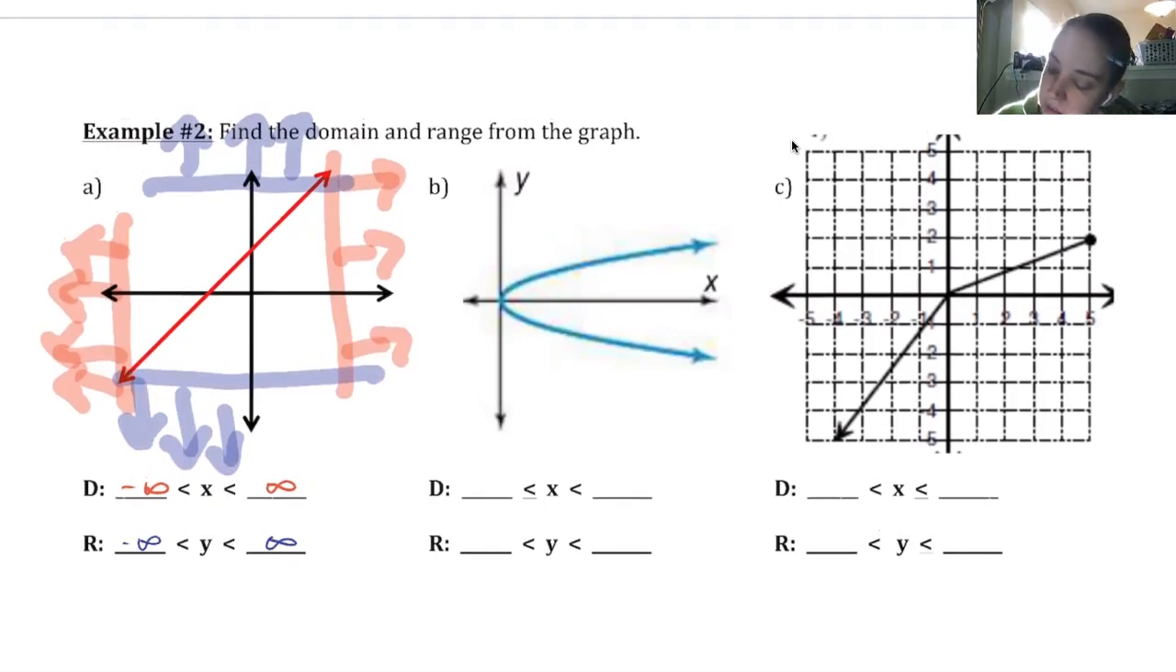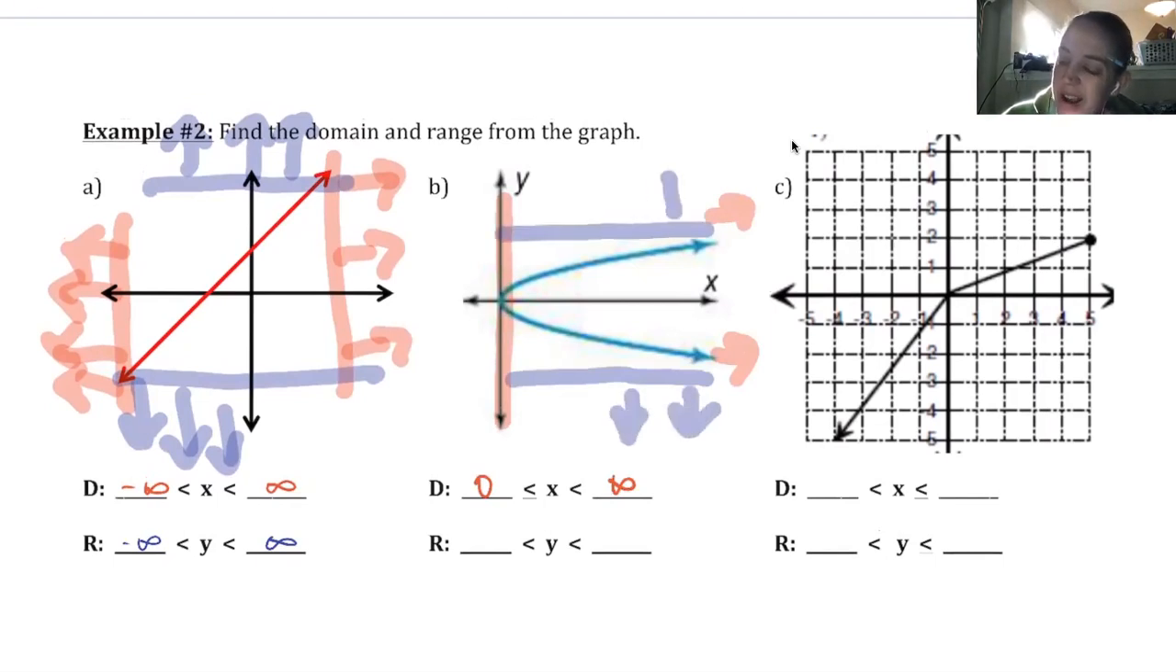Domain. This one does stop on the left. But I have these arrows over here that keep going forever. So for my domain, I'm going to say that it goes from 0 to infinity. Now for my range, when I'm looking at the bottom here, this has an arrow, it's going to keep going. Up here, it has an arrow and it's going to keep going. So I'm going to call that negative infinity to infinity.